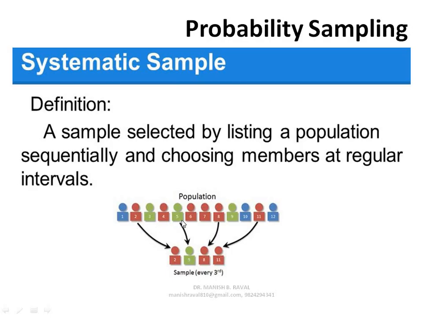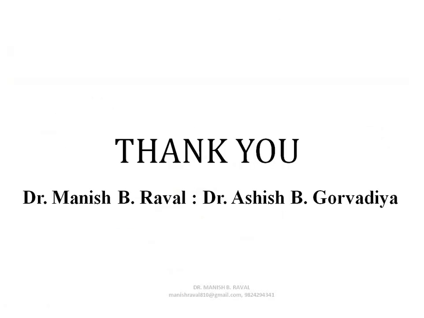So an interval of 2 is given here. This can be made an interval of 3 also. So 3 members will be left and the fourth one selected. Again 3 will be left and the fourth one will be selected. This can be decided upon the requirement of sampling. So this is known as systematic sampling.